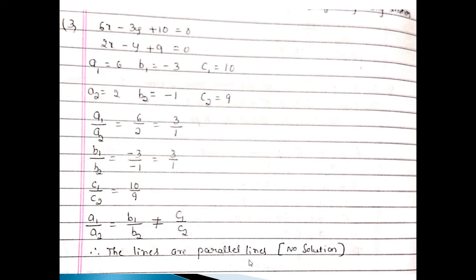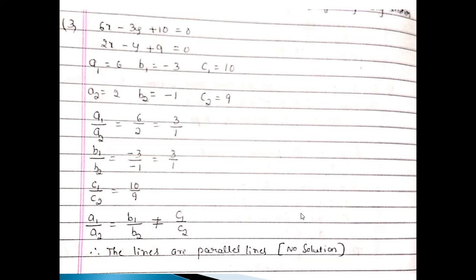Therefore, what is the type of lines obtained? Yes, they are parallel lines. Is it clear? That means no solution. That means if A1 by A2 is not equal to B1 by B2, intersecting lines. A1 by A2 is equal to B1 by B2 is equal to C1 by C2, coincident lines. A1 by A2 is equal to B1 by B2 not equal to C1 by C2, parallel lines obtained by solving this equation. That means the equation does not have any solution.